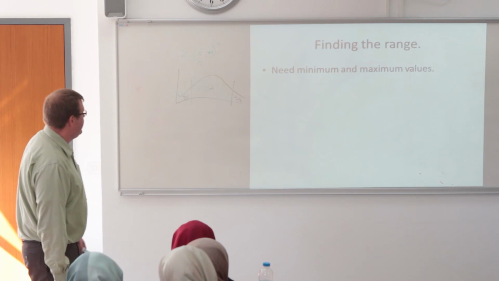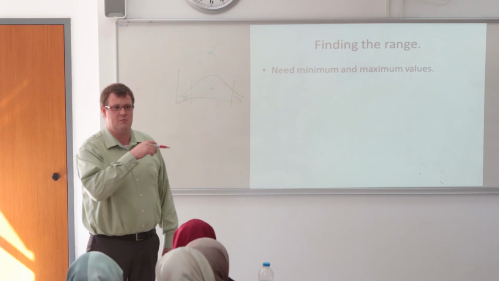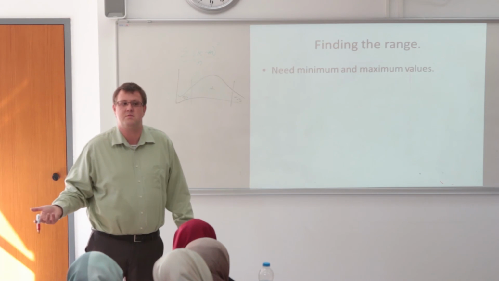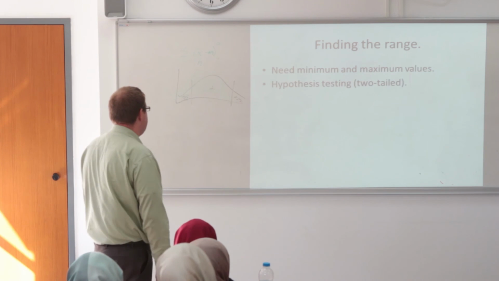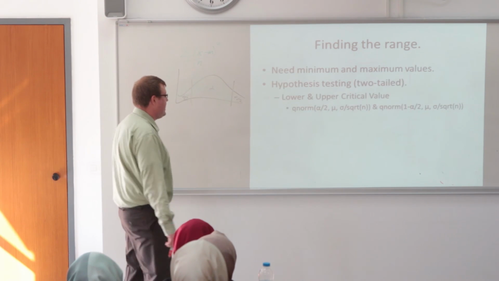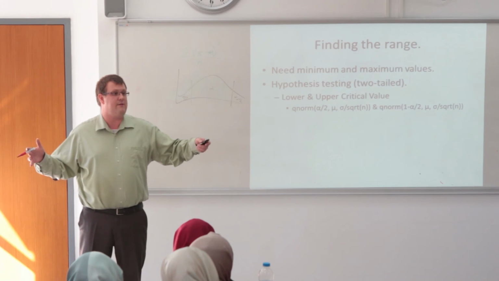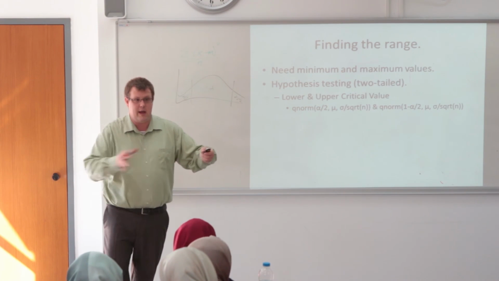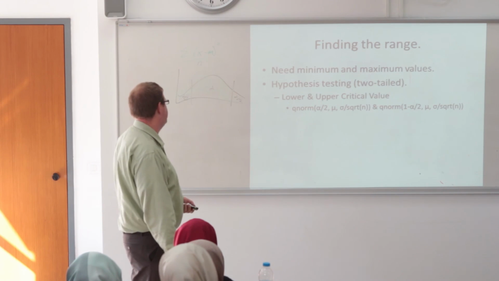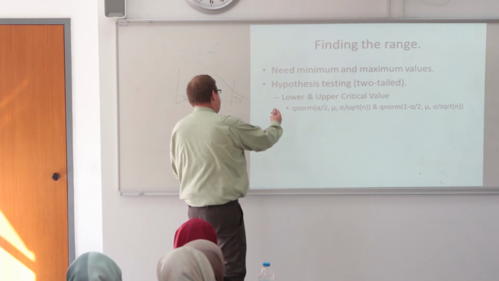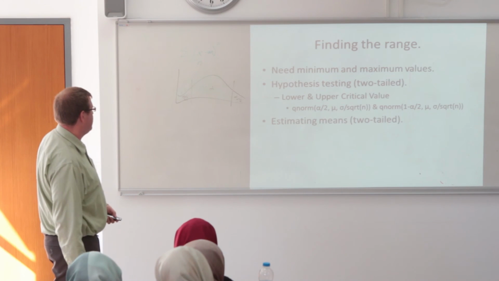So how do we find the range? Well, range is just the maximum of some square minus the minimum of some square. So we need to find the maximum and minimum values, right? Now when we did this with hypothesis testing for two tails, we basically just found the upper and lower critical values, right? And that range told us when we would reject or fail to reject. So we could use this in R to calculate those lower and upper critical values.